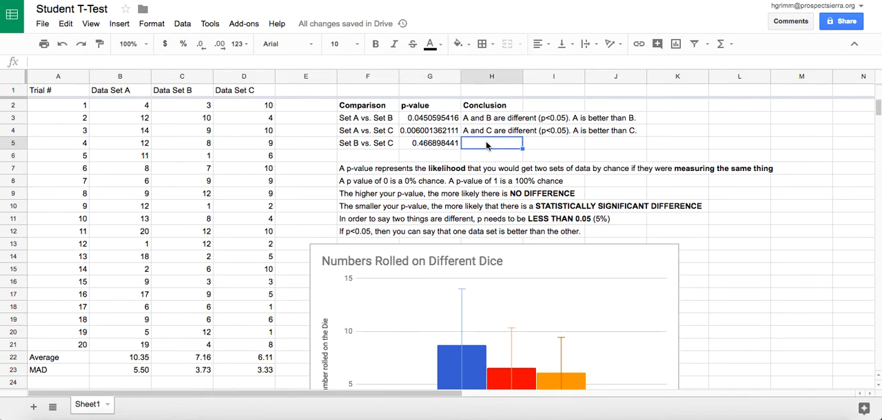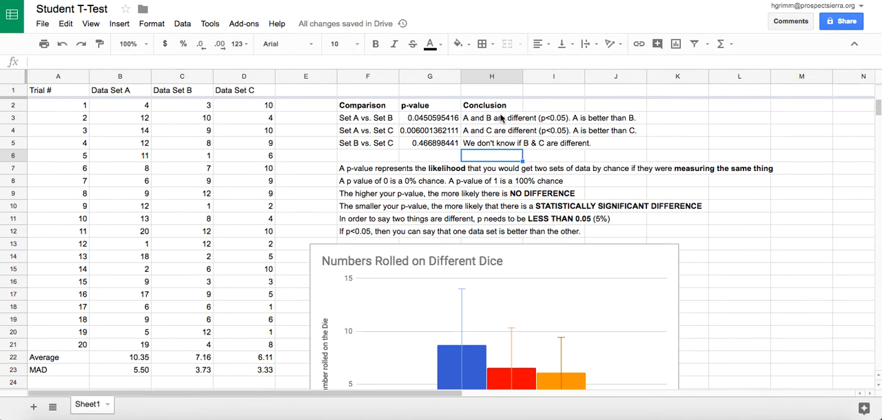So what I might say in my conclusion is we don't know if B and C are different. We don't have enough information to tell. I can't conclude one way or another. So that's how you use a student t-test to determine statistical significance.